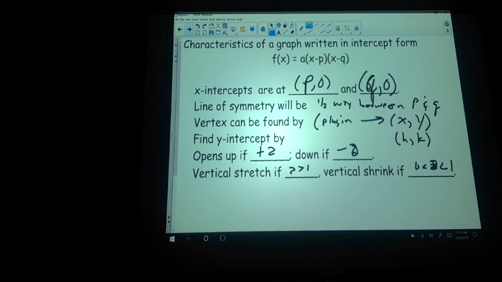All right, so this is a useful form. If you ever want to take that and go back to your standard form, you just FOIL it out.